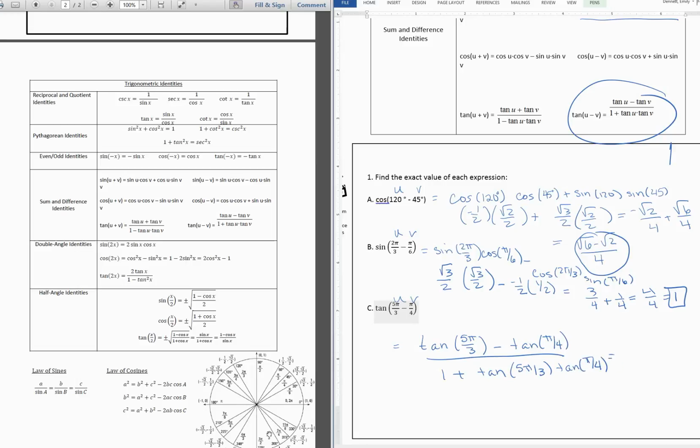Okay, so let's look at 5 pi over 3. Tangent is the y over the x, so we're going to get negative square root of 3. So we have negative square root of 3 minus, for pi over 4, tangent y over x is 1 because they're the same, over 1 plus square root of 3 times 1. So here we have negative square root of 3 minus 1 over 1 plus square root of 3, and we can just leave it like that.